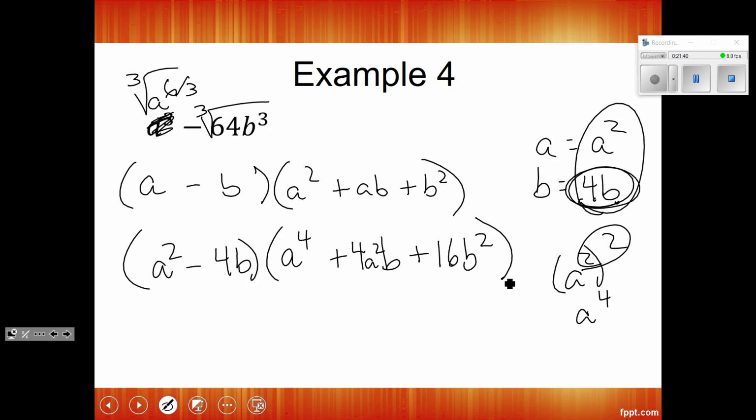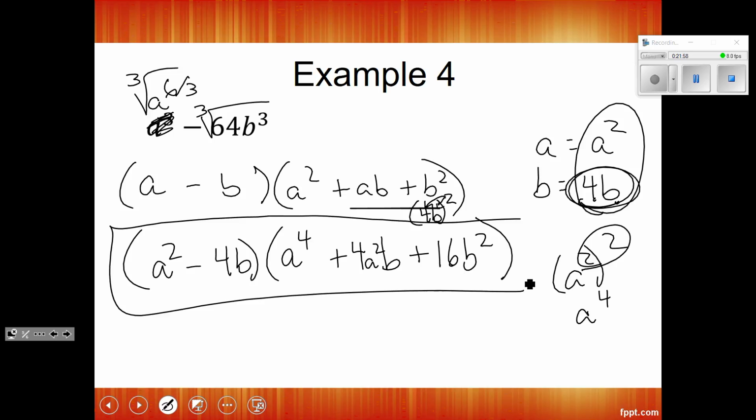Okay, so I'm just plugging in 4b into this spot. So when I plug a 4b into the b, does that make sense? When I square the 4, I get 16. And when I square the b, I get b squared. Does that make sense? Okay, and here's your answer. So I feel like we need one more, and it has purpose.